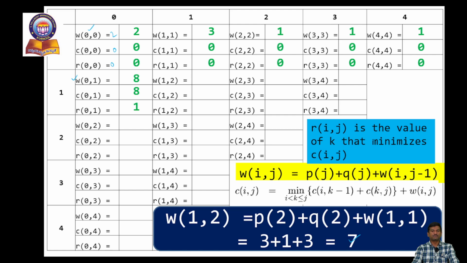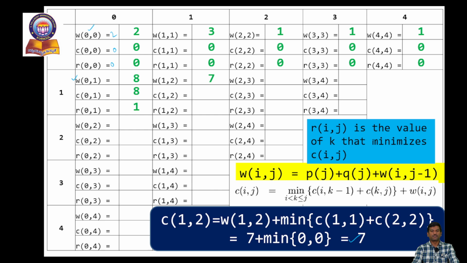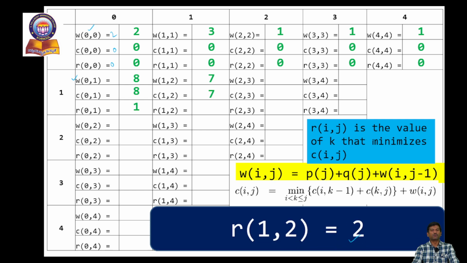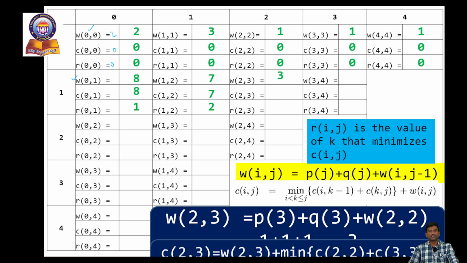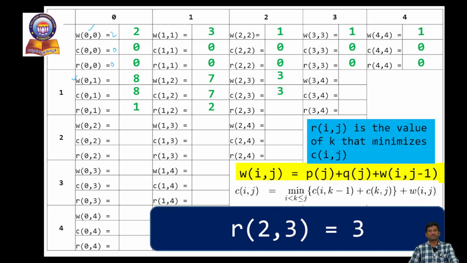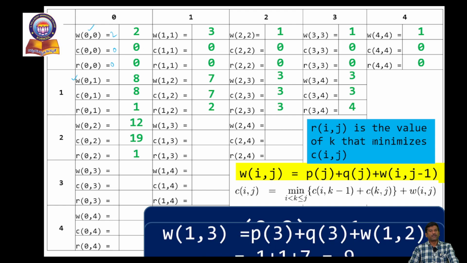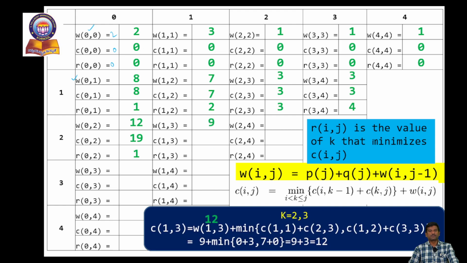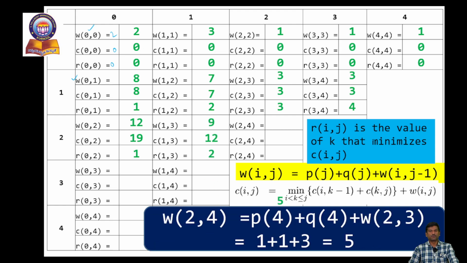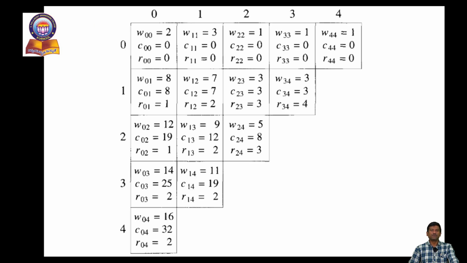And in the same fashion, you'll find W of 1, 2, which has the value equal to 7. C of 1, 2 is equal to 7, and similarly R of 1, 2 will be equal to 2. And you'll find the next values, that is W of 2, 3, that is 3, then C of 2, 3, and R of 2, 3, C of 3, 4, W of 3, 4, and so on. And you'll find the other values, that is W of 1, 3, W of 2, 4, W of 2, 5. And this is how your final values are obtained.